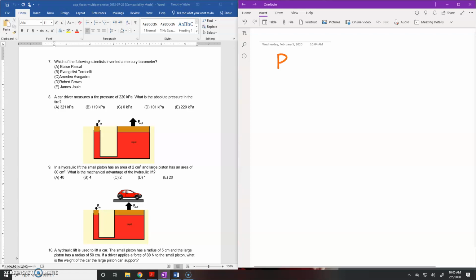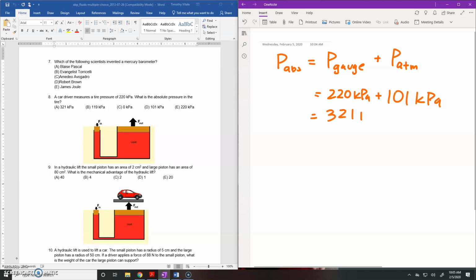So the equation for the absolute pressure is equal to the gauge pressure plus the atmospheric pressure. The atmospheric pressure is 101 kilopascals. That's given to you on your equation sheet. And the gauge pressure is the pressure that you read on your tire gauge, which is 220. So that gives you 321 kilopascals, in which the answer is A.